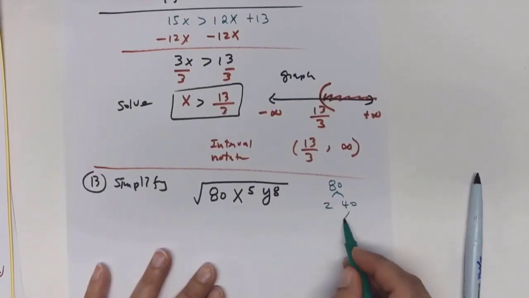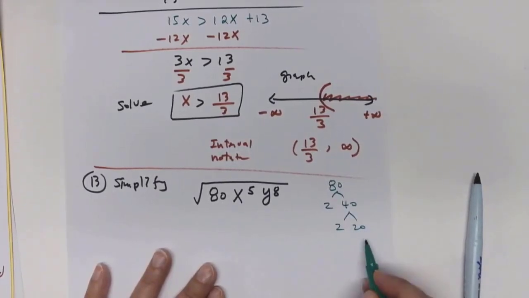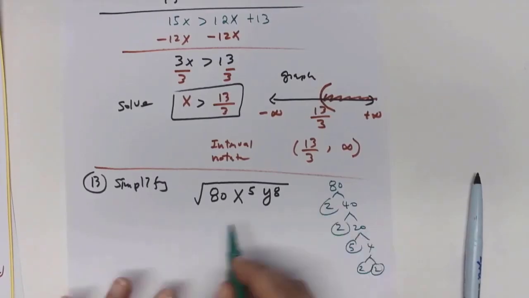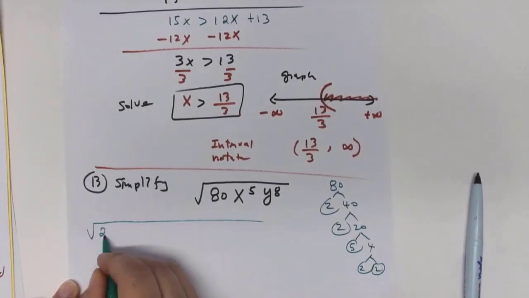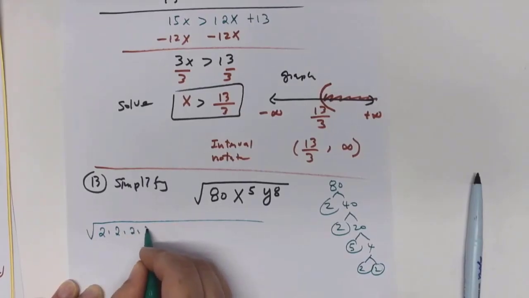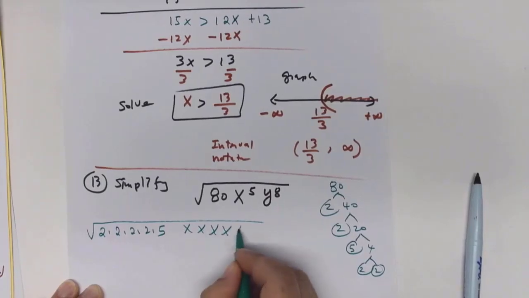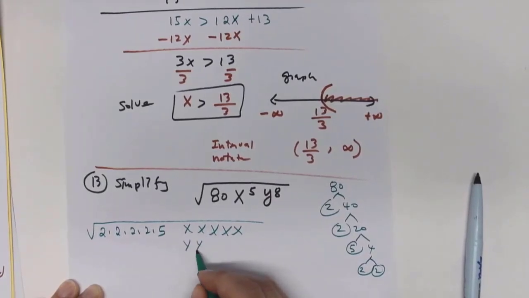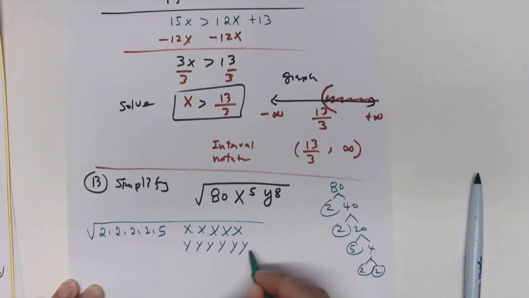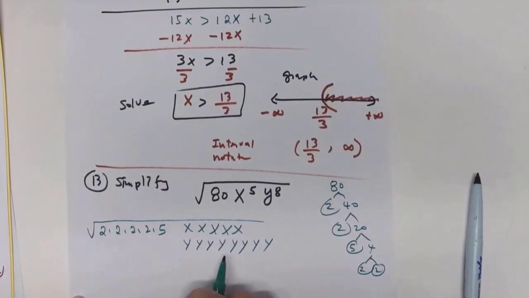Then 20 and 2. 2 times 20. And then 5 and 4. Then 2 and 2. Okay, so we stop when they are all prime numbers. So this means I have 2 times 2 times 2 times 2 times 5. And then 1, 2, 3, 4, 5 x's. 1, 2, 3, 4, 5, 6, 7, 8 y's. Okay, I just list them out.